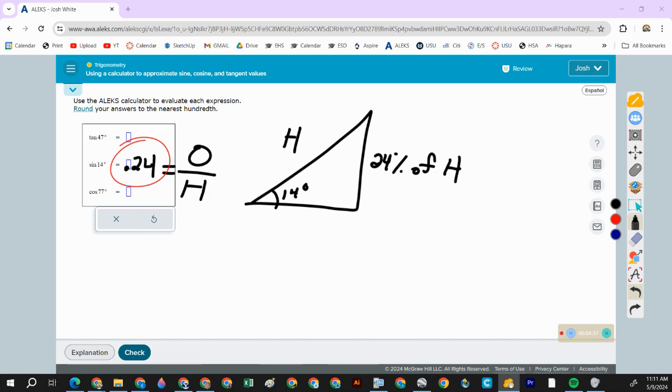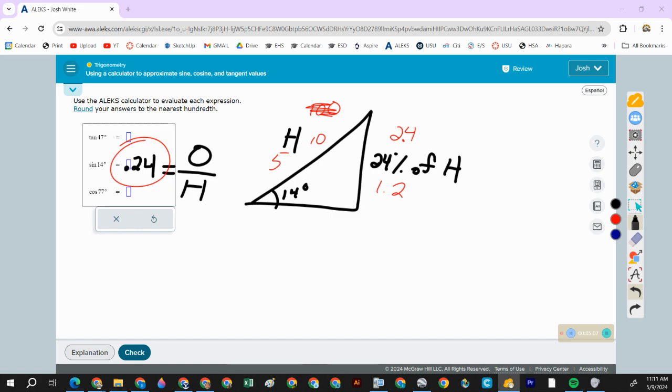So anytime you have a 14-degree angle, regardless of the size of your triangle, your O side is going to be about a quarter of the length of your H side. So if this was 100, then this would be 24. If this was 10, then this would be 2.4. If this was 5, then this side would be 24% of 5, which is going to be 1.2.